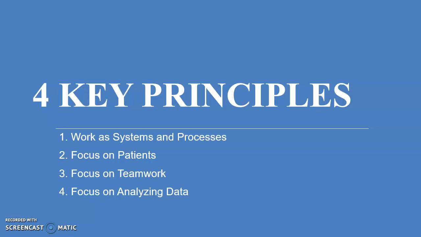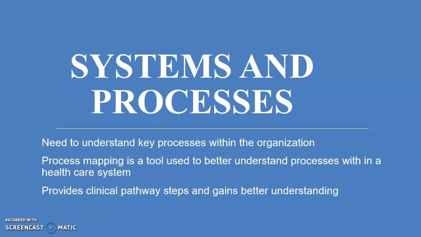There are 4 key principles that include work as systems and processes, focus on patients, focus on teamwork, and focus on analyzing the data. And I'll go into each one of these. So systems and processes, there's a need to understand the key process within the organization. Process mapping is a tool that they use, and clinical pathway steps. They help gain better understanding, and I'll go into that. So organizations need to understand key processes for quality improvement.